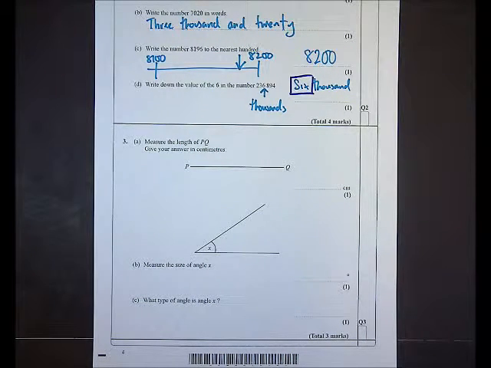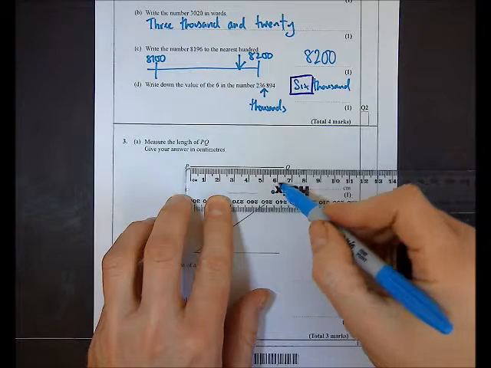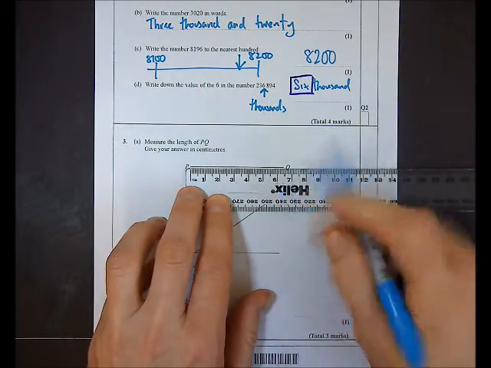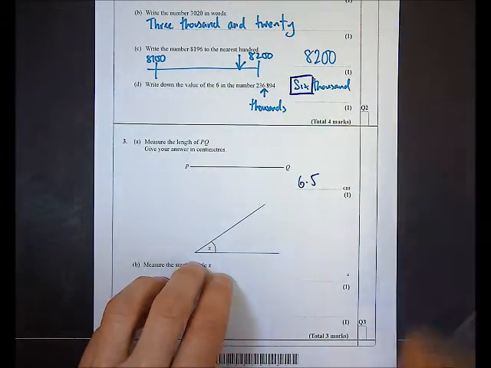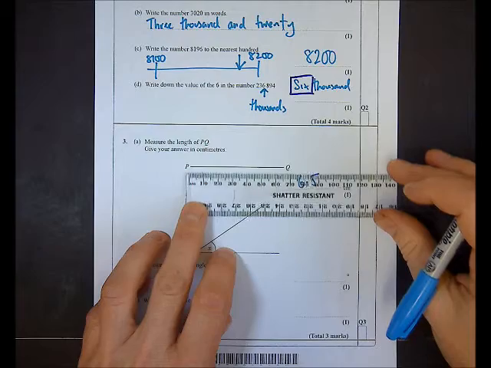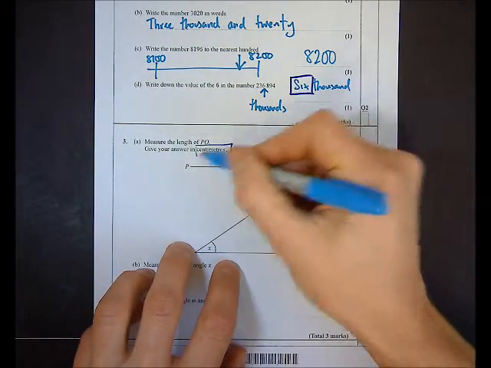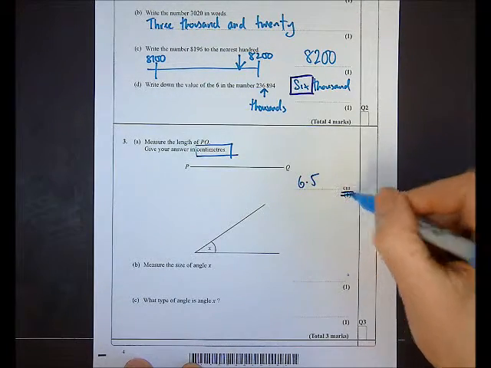Question 3a, I'm shown the line PQ and I'm asked to measure the length in centimetres. So using this ruler, I can see that that is in between 6 and 7 centimetres. Now I've got to be accurate, so that is 6.5 centimetres. Important that you make sure that your ruler has got centimetres marked on it. If I use the other side of the ruler, it's got millimetres marked on it, and it has asked for the answer in centimetres here. The units are on, so I don't have to worry anymore about that.